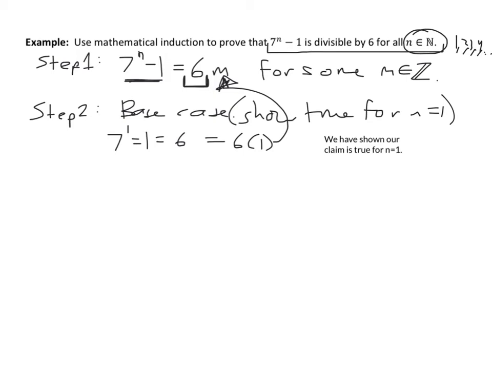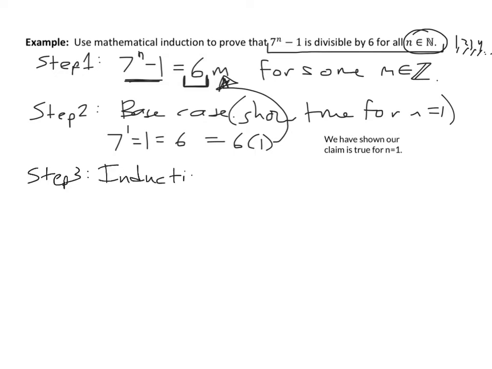Remember, it's really a good idea as you're going along to take a moment to write a quick sentence about what you've done so far. So at this point, we've shown that our claim is true for n equals 1. We now move on to step 3. Remember that step 3 is called our inductive hypothesis.